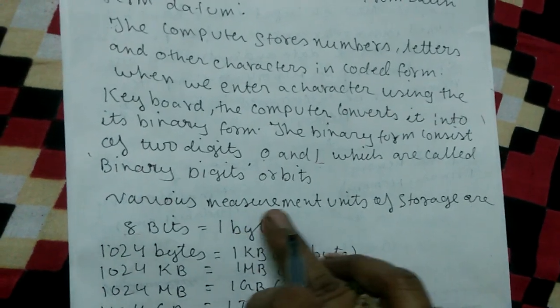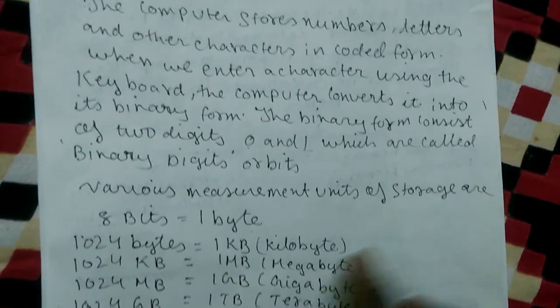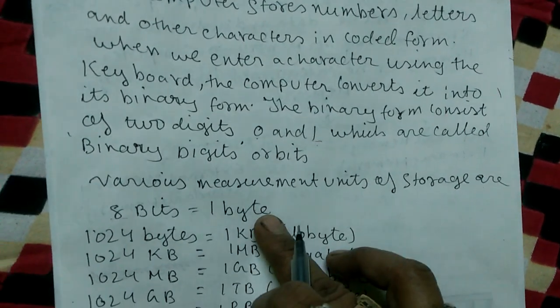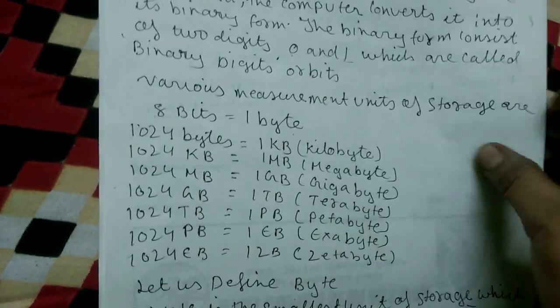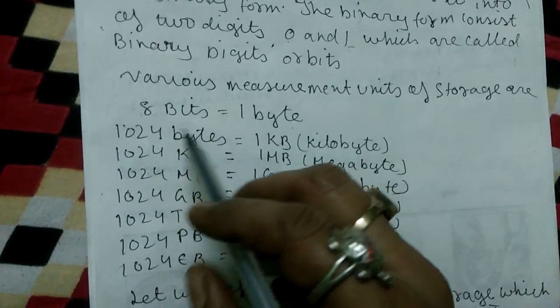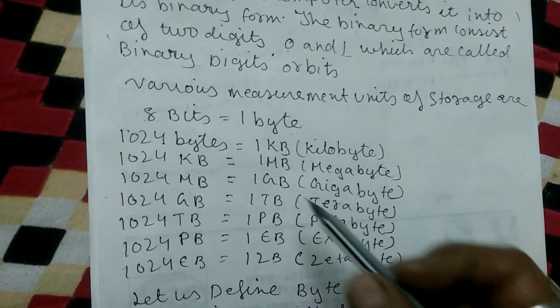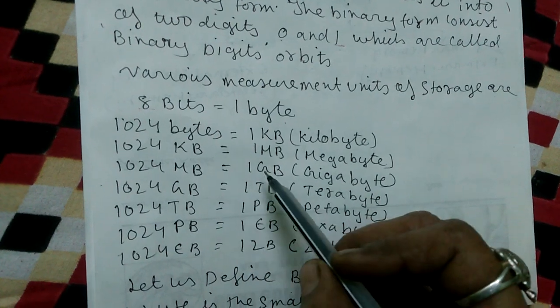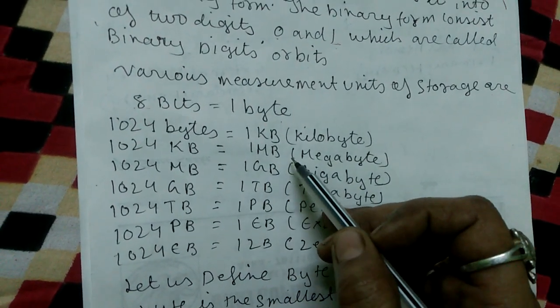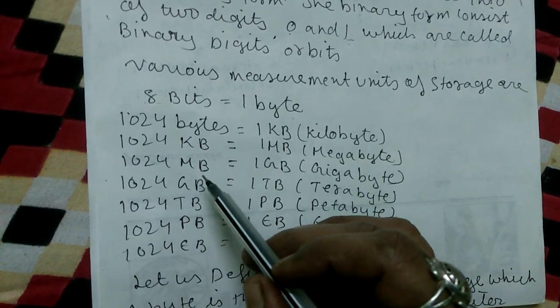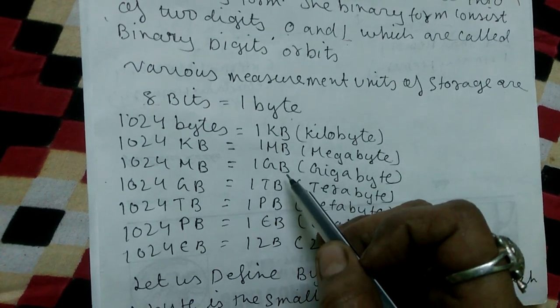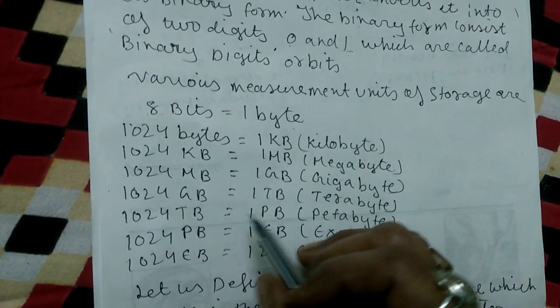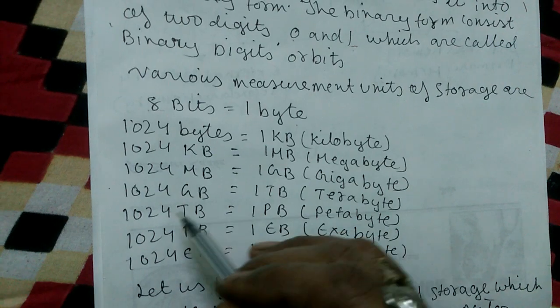Various measurement units of storage are 8 bits is equal to 1 byte. So 1 byte is 8 bits. 1024 bytes is equal to 1 KB. 1024 KB is equal to 1 MB megabyte. 1024 megabyte is equal to 1 gigabyte. 1024 gigabyte is equal to 1 terabyte.